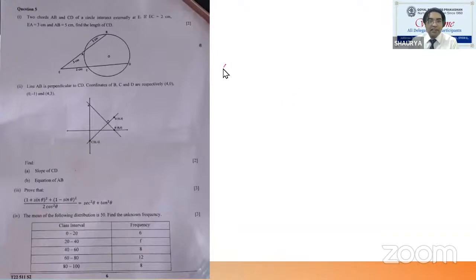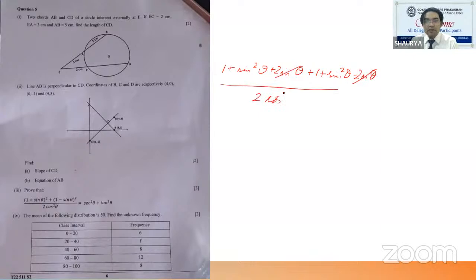So 1 plus sine theta whole square is 1 plus sine square theta plus 2 sine theta. 1 minus sine theta whole square is again 1 plus sine square theta minus 2 sine theta. So as I said, these terms get cancelled, and upon 2 cos square theta, our numerator has 2 plus 2 sine square theta. I guess from here it was a cakewalk.